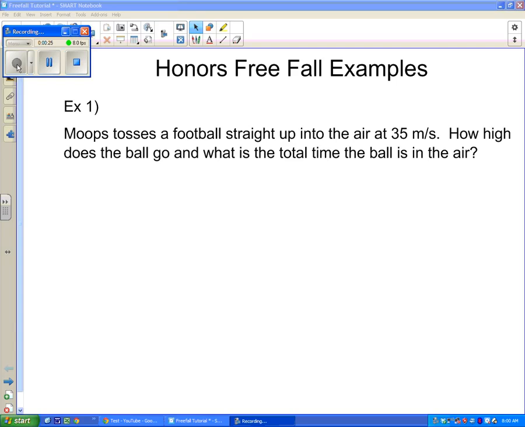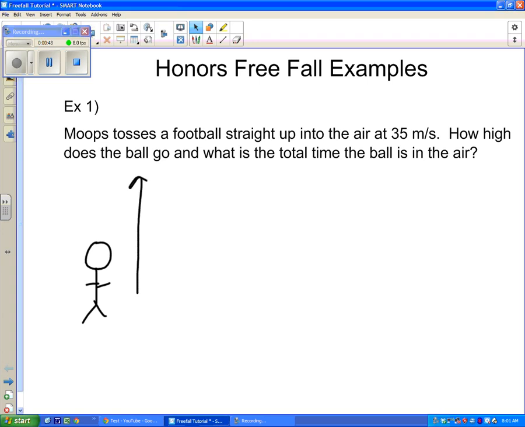So if we take a look at the first example, we have Moops tossing a football straight up into the air at 35 meters per second. And it asks how high does the ball go and what is the total time the ball is in the air. So we're throwing something straight up, and the reason these get a little funky is if I draw a picture here, and he throws the ball up.